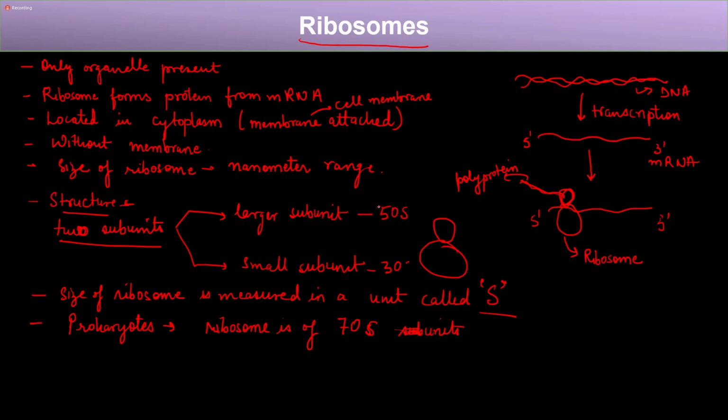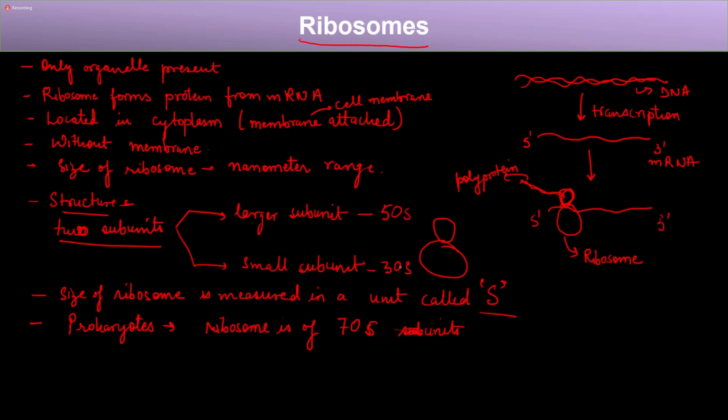Sorry, 40S and 30S. Sorry, it's 50S and 30S. Okay, so the ribosome is of two subunits, the smaller and the larger. The larger unit is of 50S subunit and the smaller will be of 30S.